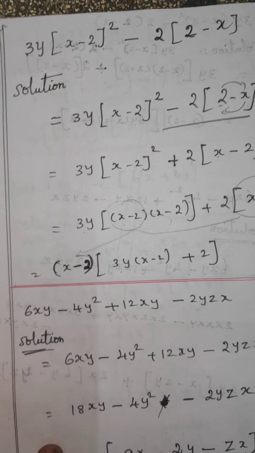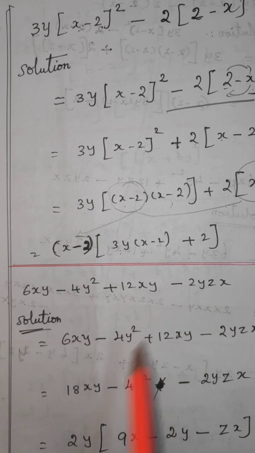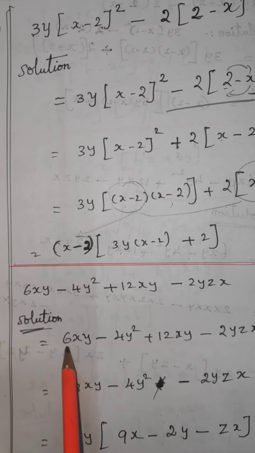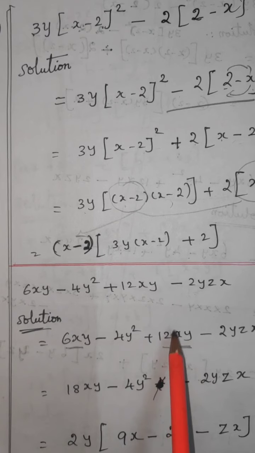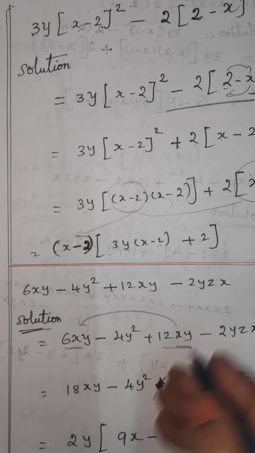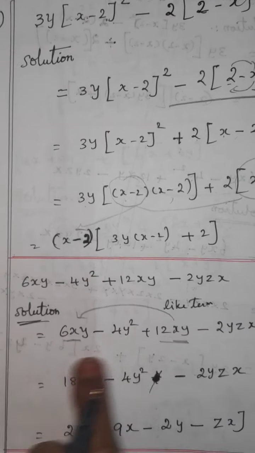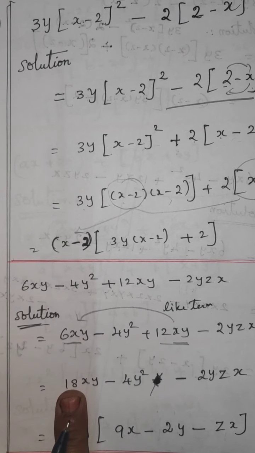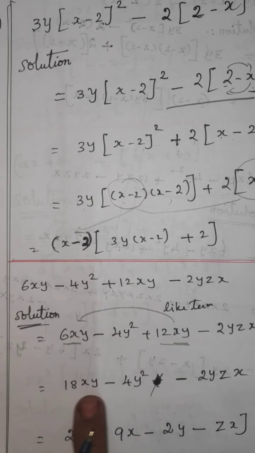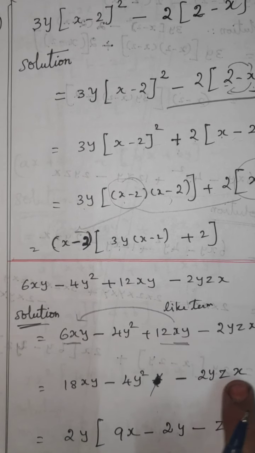6xy minus 4y squared plus 12xy minus 2yzx. Write the same question there. Now see very carefully. This is 6xy, here 12xy. These two, what kind of term are they? Like terms. Like terms you want to add the numbers. Here 12, here 6. 12 plus 6 equal to what is the answer? 18xy, for you write xy. The remaining separate terms: minus 4y squared minus 2yzx.